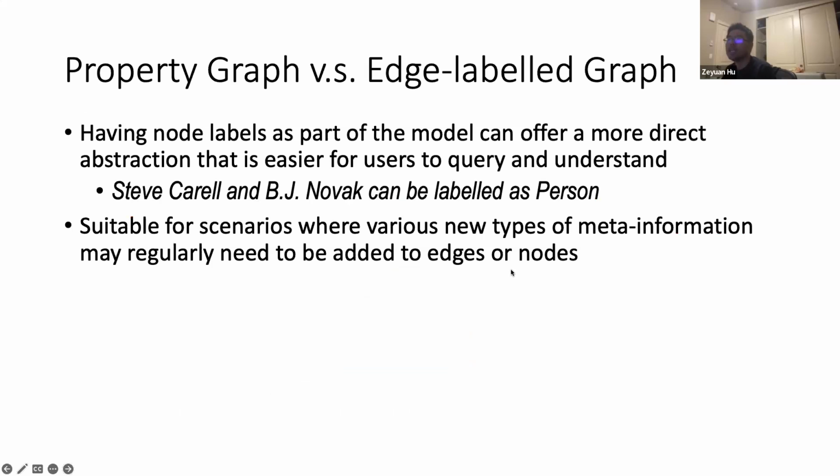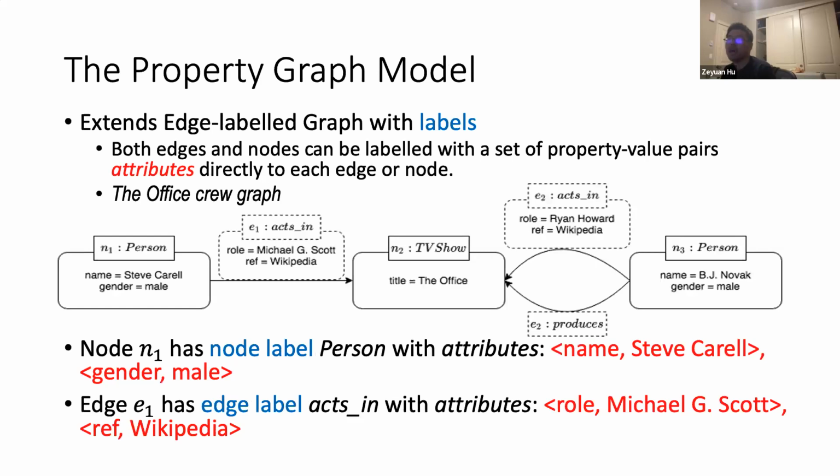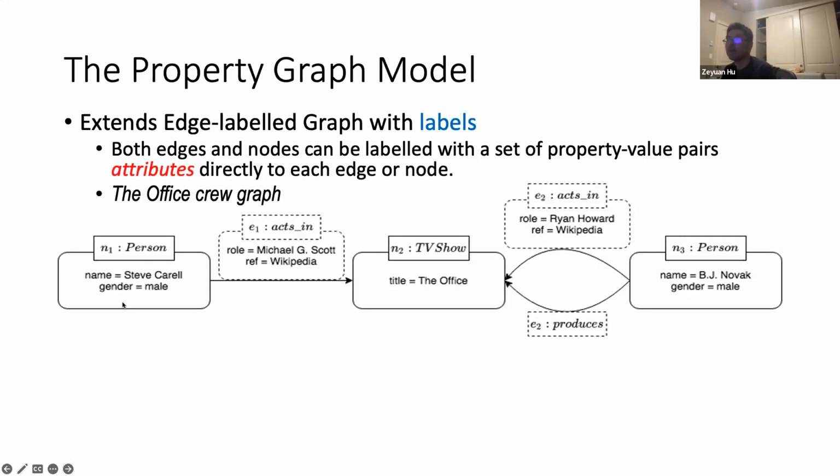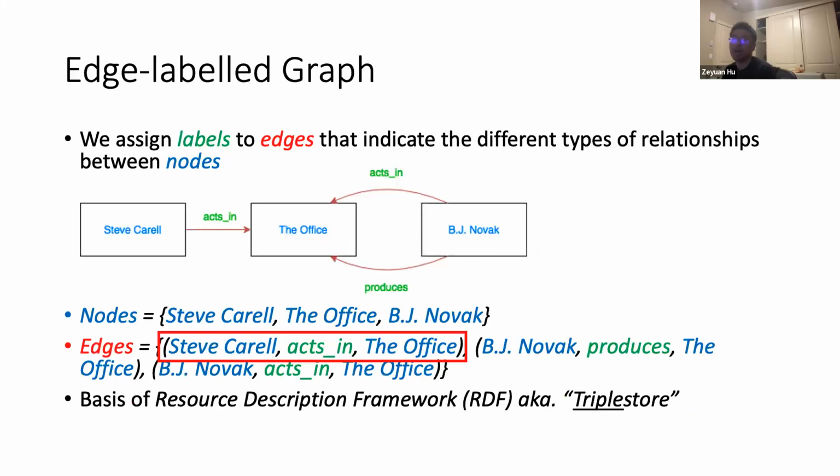The second is that the property graph is suitable for scenarios where various new types of metadata may regularly need to be added to edges or nodes. So in this case, if we want to add a third attribute to this node, we just append another key-value pair at the end. Compared to the previous model, there's really not a straightforward way to do that.